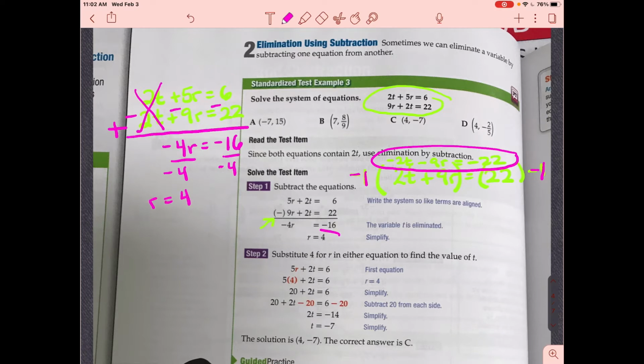Notice that they got the same thing when they subtracted. I just like to handle the numbers the way I handle them so that I'm not going, oh gosh, was I going 6 minus 22, or was I going 6 plus negative 22? For me, it's just easiest to add every single time. So you can see that they got their r, they plugged their r back into an equation, and they got their t, and they found their solution to that system.